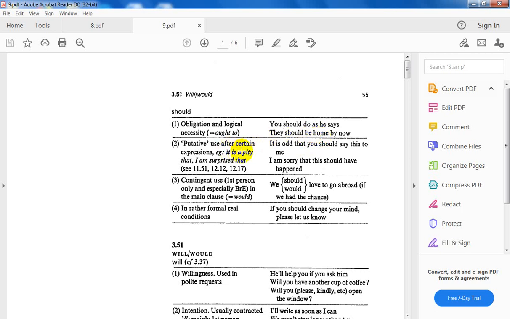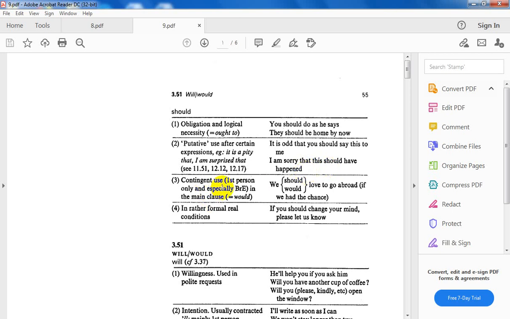Putative should, after certain expressions. Of course, this you will take in the fourth year, God willing. It is a pity that. I'm surprised that. See, it is all that you should say. I'm sorry that this should have happened.